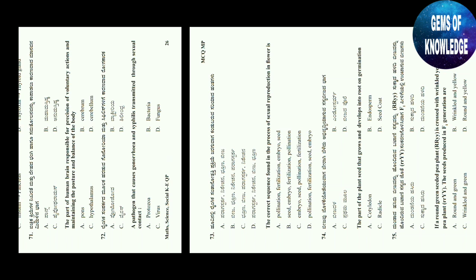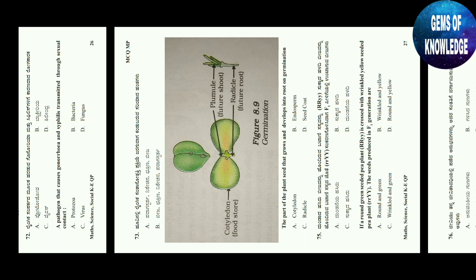So here the correct option is A1, that is pollination, fertilization, embryo and seed formation. Then the part of the plant seed that grows and develops into root on germination. So I'll try to insert a picture here, you can see onto the screen.